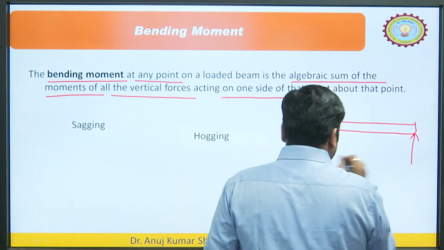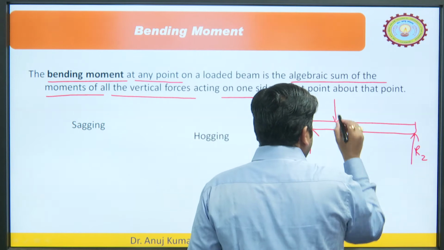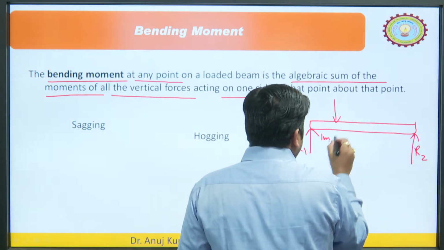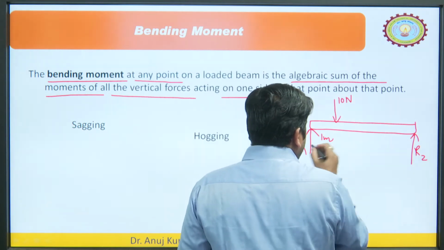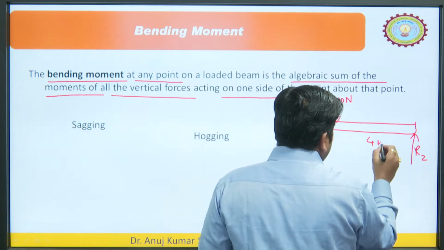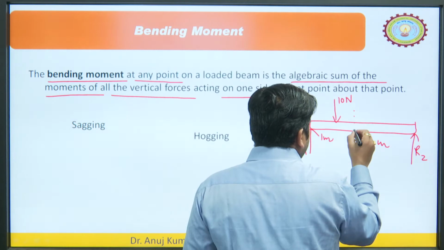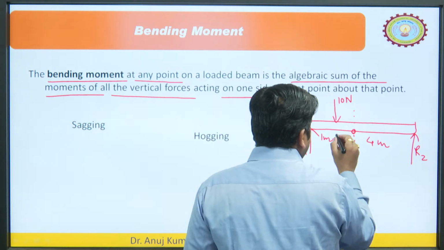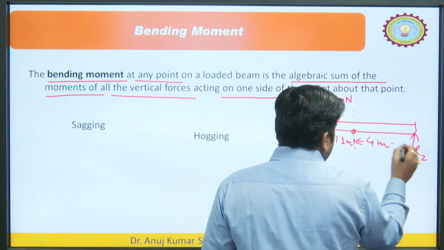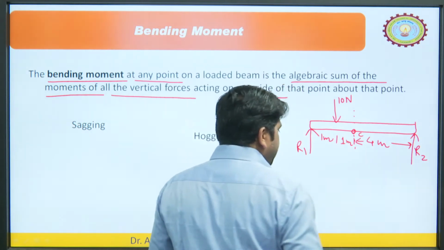So, here also let us say this is the beam, these are the reactions R1 and R2, and we have one force here. Let us say this distance is 1 meter, this force is 10 Newton, and R1 and R2 we can calculate. So, this is 1 meter, this is 4 meter, let us say. The point where we want to calculate the moment is at a distance of 1 meter from here and 4 meter from the other side. So, total beam length is 6 meter. Now, let us say this is the point C where we want to calculate the moment.